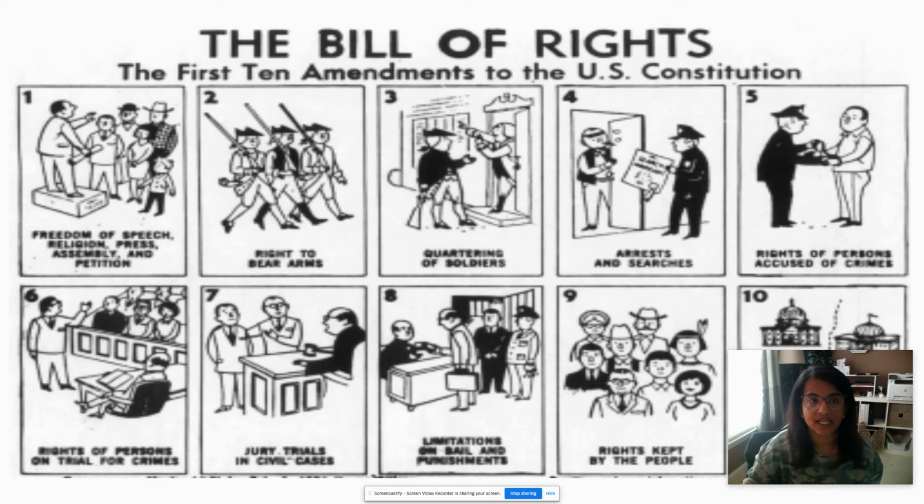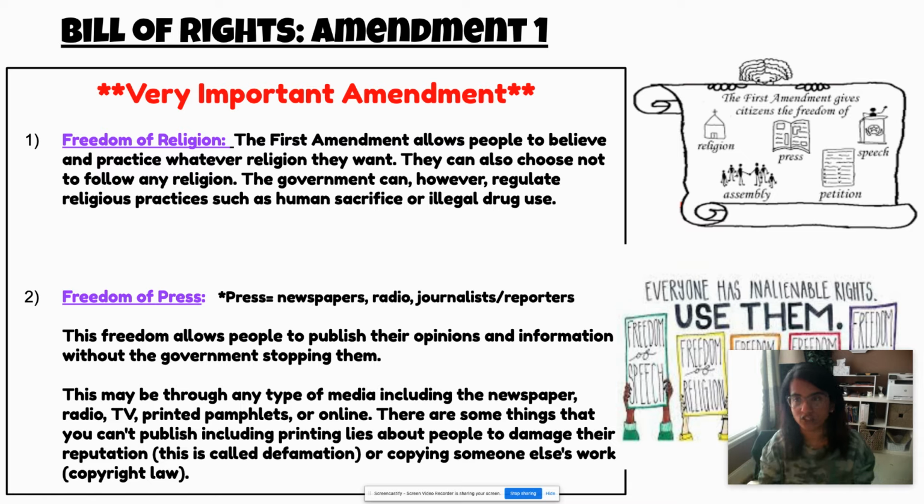So the first 10 amendments of the United States Constitution, these pictures kind of give you a quick overview of it. And that'll kind of help you understand because we learn with pictures and with video. So feel free to pause this video to take a look. Remember, you have access to the slides as well. But I'm going to go ahead and get into the explanation.